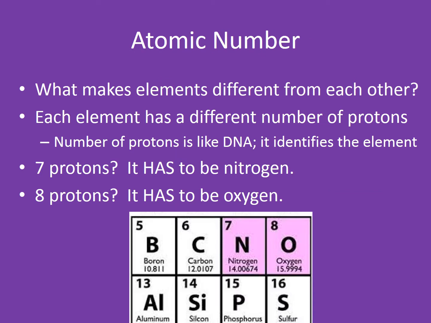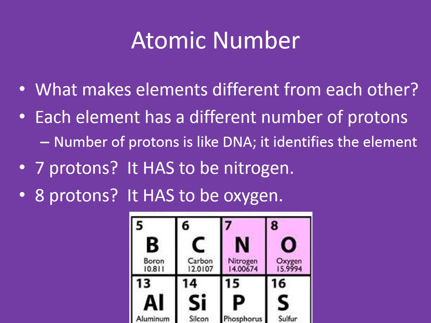So then there's all these numbers on the box. So what makes one element different from another? If I'm looking at nitrogen and I'm looking at oxygen, why are they two separate things on the periodic table? Well, the difference is the number of protons. That is the most important thing about an element, because that's what makes one element different from another.